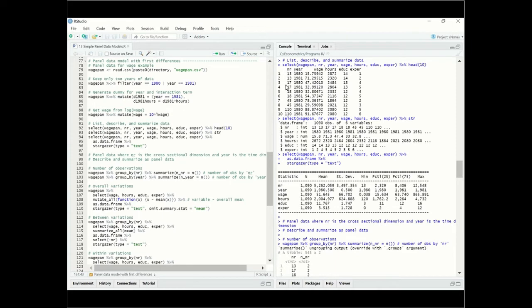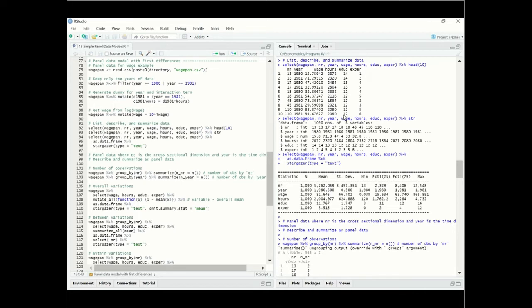So this is person number 17. Again, 2 years of data for them. These are the wages, hours worked, number of years of education and experience, and so on. Notice one very interesting fact. In this data set, person number 13 has 14 years of education, person number 17 has 13 years of education, and so forth.